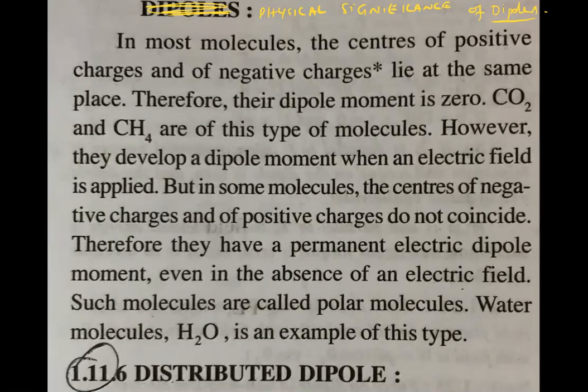But in some molecules, what happens? The center of positive charge and negative charge will not coincide. Therefore, they have a permanent electric dipole. In CH4 and CO2, they do not have any dipole moment, but after applying an electric field, they will get a dipole. But in some molecules, already initially, they will have some permanent dipole moment even in the absence of an electric field. Such molecules are called polar molecules, and the water molecule is an example of a polar molecule.